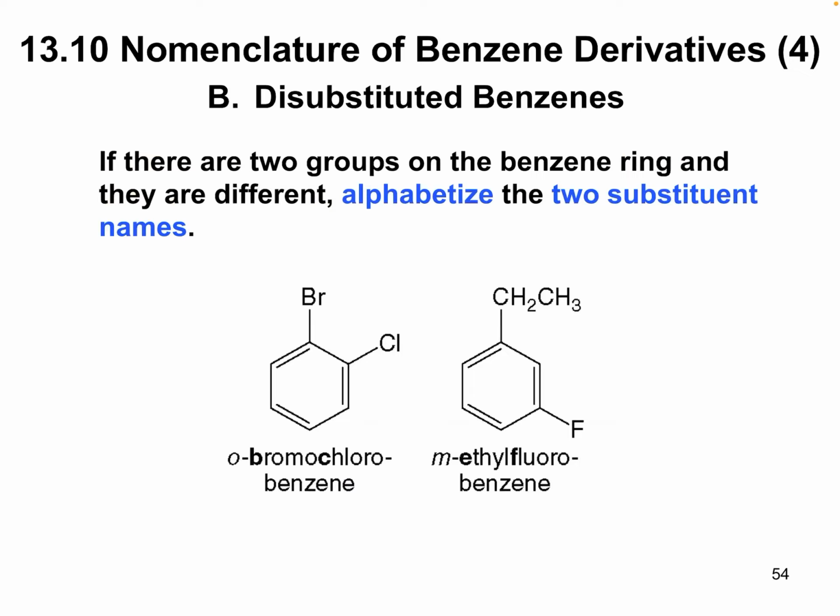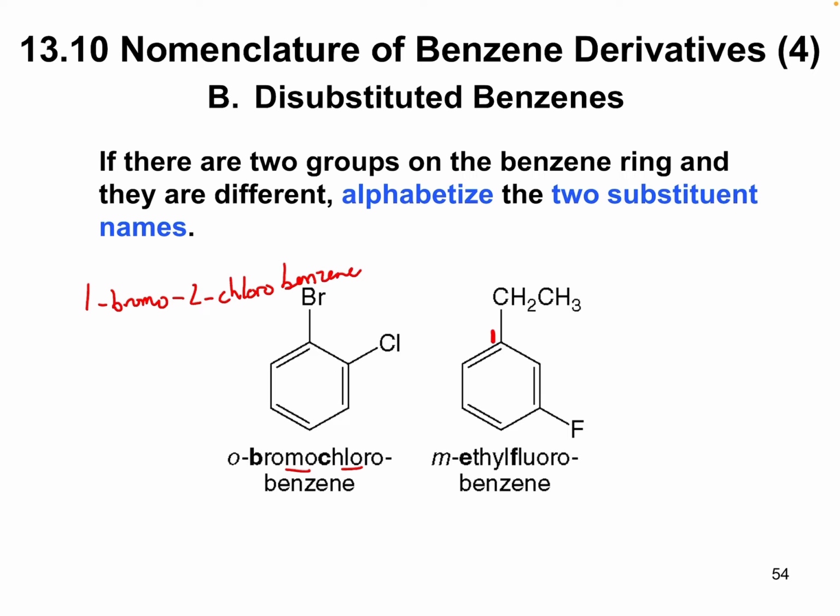And if we have two different groups on the benzene rings, I tend to use the numbers instead. All right, so I would call this 1-bromo-2-chlorobenzene. But you can use the ortho, meta, para nomenclature if you just alphabetize the two substituent groups. So this would be ortho-bromochlorobenzene. That's totally fine if you want to say it that way.